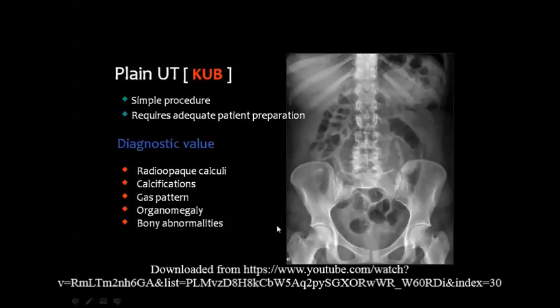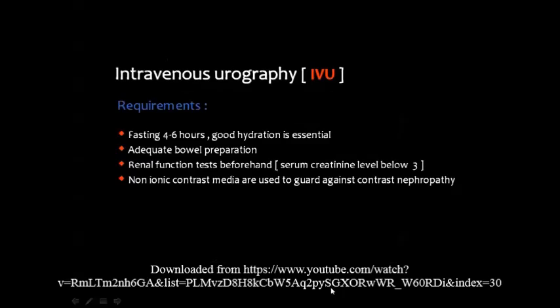This plain UT is very valuable in diagnosis of radiopaque calculi, detection of calcium in the kidney or in the renal bladder, it also shows the gas pattern within the abdomen, and can assess if there is an organ enlargement, and finally detect any bony abnormalities in the skeleton. This is one of the values of the plain UT, which is the detection of calcium, and this is one of the famous forms of calcium in the urinary tract affecting the urinary bladder, which is usually indicative of bilharziosis of the urinary system.